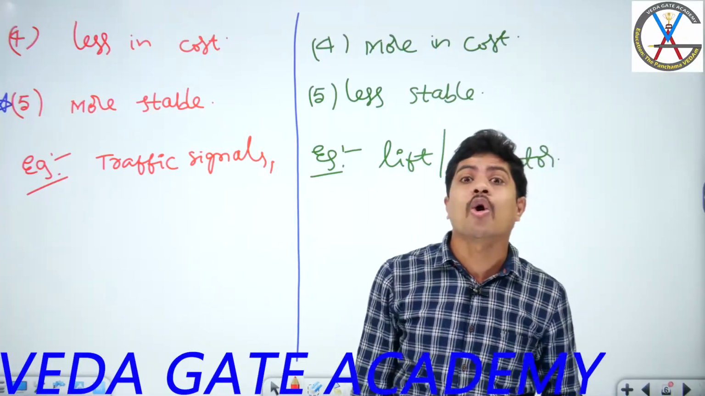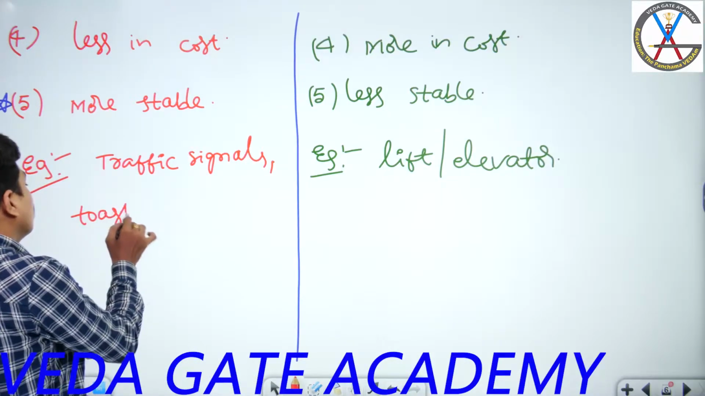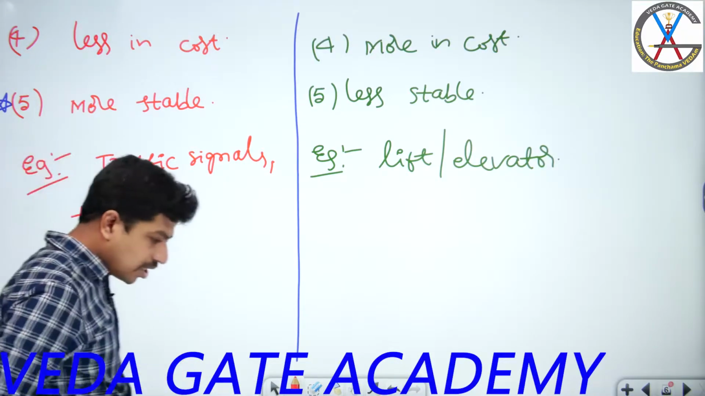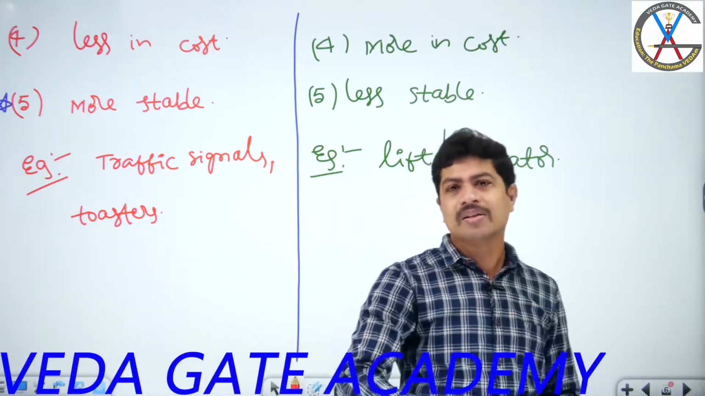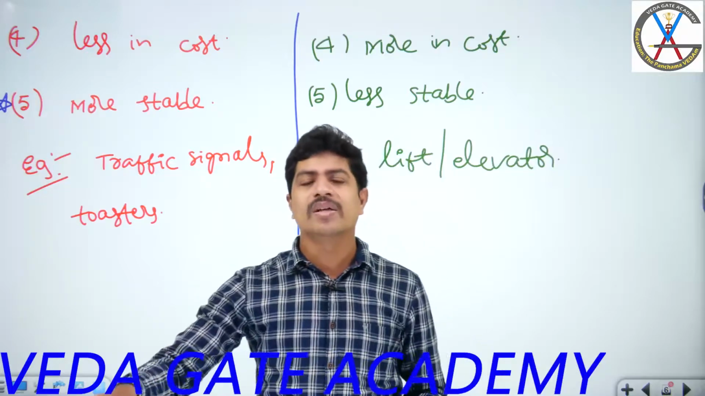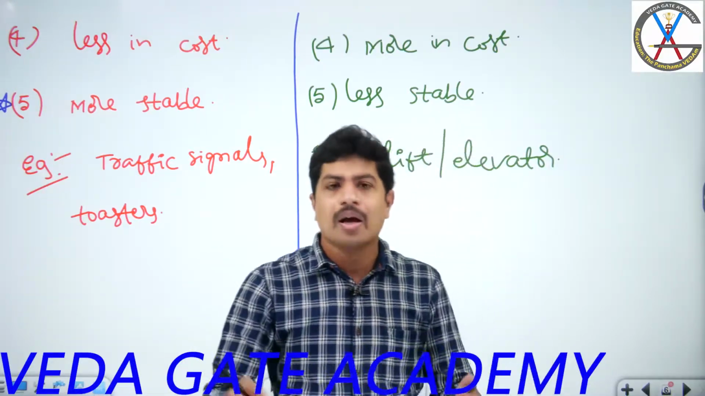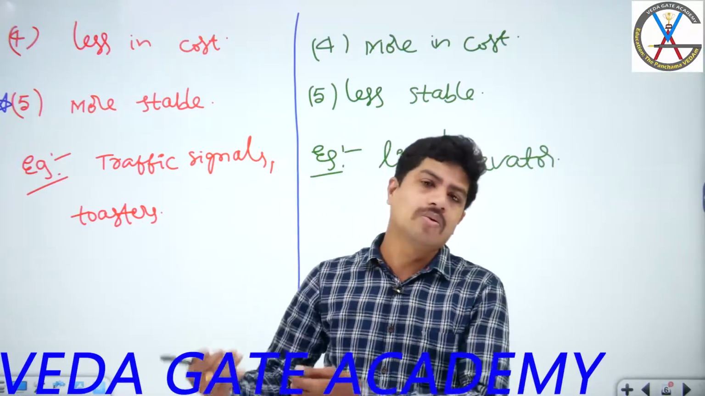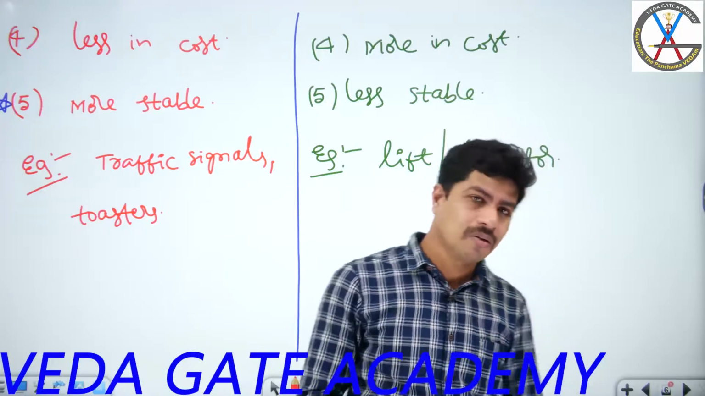Not only that, a bread toaster. I think most of you might have seen toasters. If you take a bread slice and keep it in the toaster for some time, 2 minutes or 3 minutes, after 2 minutes, whether it is baked or not, or whether it is properly baked or not, it is going to give it out. Yes or not? So the bread toaster is an example for open loop control system.